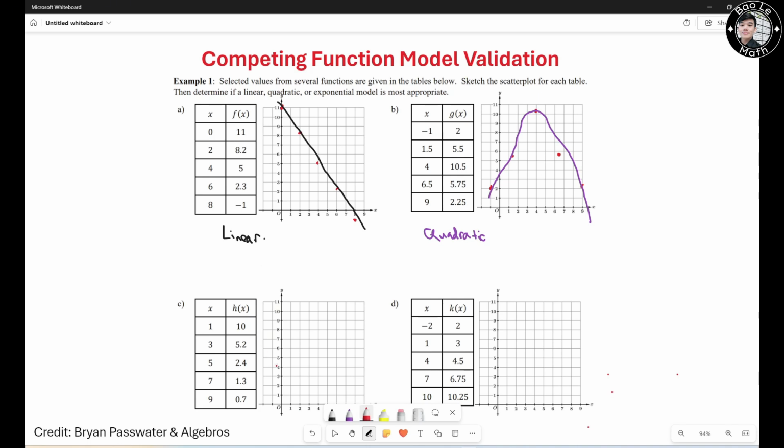The next one, (1, 10), right here. (3, 5.2) is going to be right here. (5, 1.3), so it's going to be right here. And (9, 0.7) is going to be somewhere right here. So if you sketch a line, it looks like an exponential function. So this is exponential.